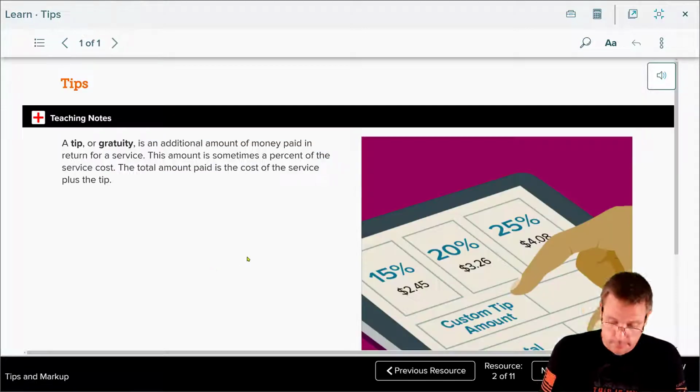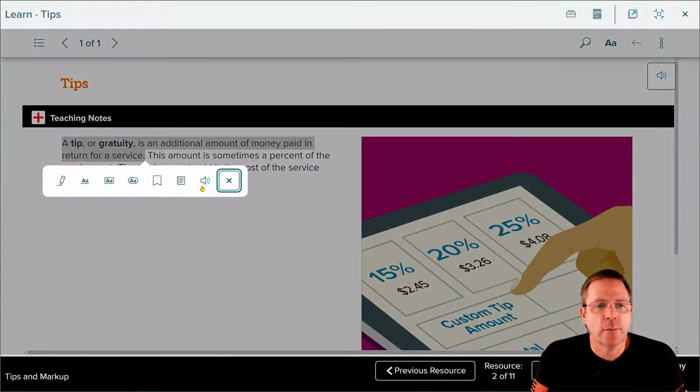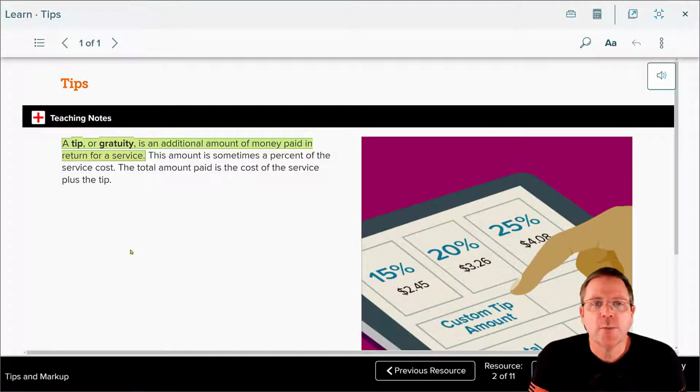And we're going to start off with a couple of vocab terms that you're going to have on your upcoming vocab quiz. You're going to see them both. The only difference between them is one's going to say also known as a tip, and the other one's going to say also known as a gratuity. They're both an additional amount of money paid in return for a service. This amount is sometimes a percent of the service cost. The total amount paid is the cost of the service plus the tip itself.